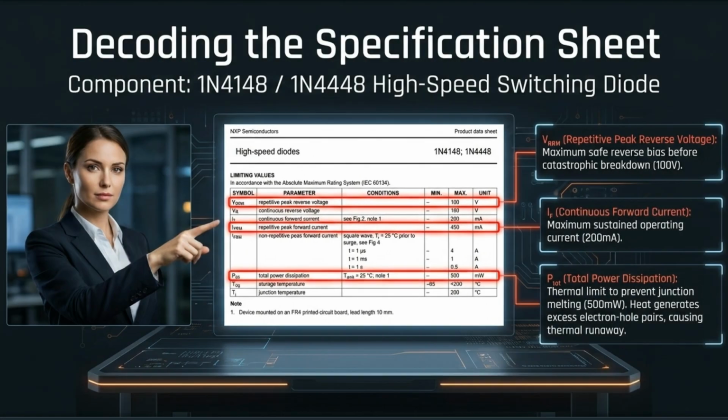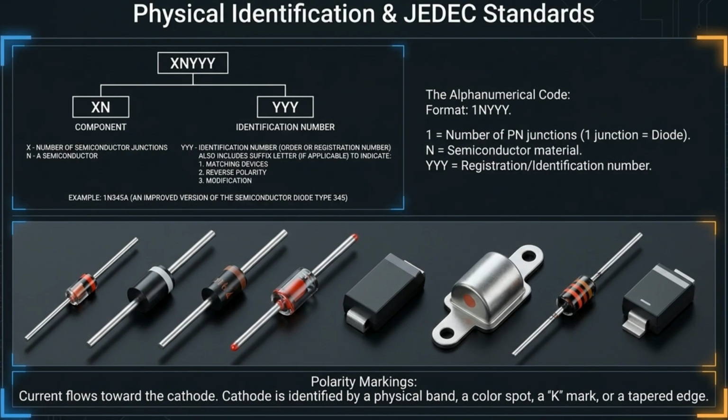Understanding the specification sheet is crucial. Parameters like repetitive peak reverse voltage, continuous forward current, and total power dissipation define the diode's operating limits. JEDEC standards provide a consistent way to identify semiconductor devices, such as the 1NYYY format for diodes.